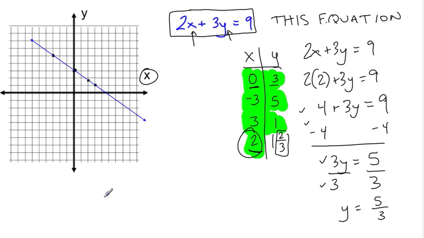Now here's what I want you to do. I do want you to pick 0, I want you to pick one positive number, and I want you to pick one negative number. I hope that all made sense to you. I'm going to do one more.